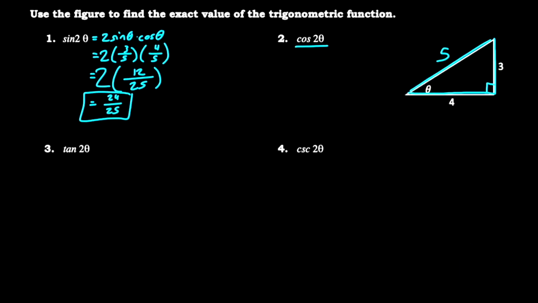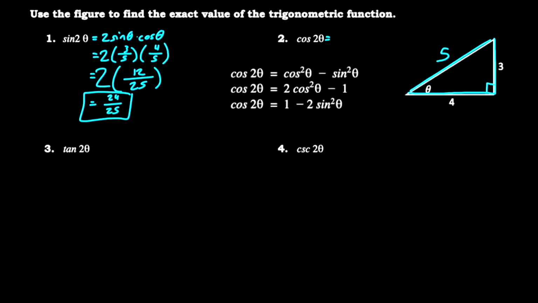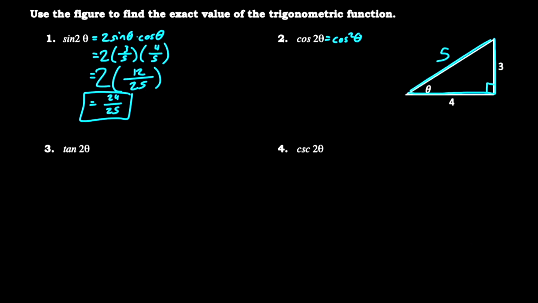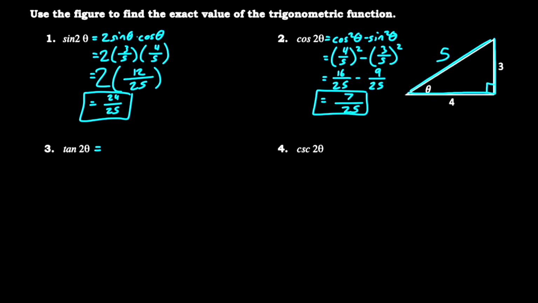For cosine of 2 theta, we have 3 options, and it doesn't really matter which one we pick here because I know the sine and cosine values, so I'm just going to go with the first one, which said cosine squared minus sine squared. Again, the cosine value on this triangle is 4/5. We're squaring that, and then subtract the sine value squared, which was 3/5. So if I square the first fraction, we'd have 16/25, and then we're subtracting 9/25, and 16 minus 9 is 7, so 7/25.